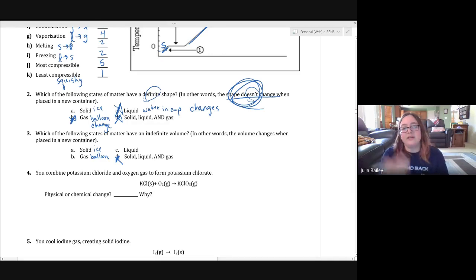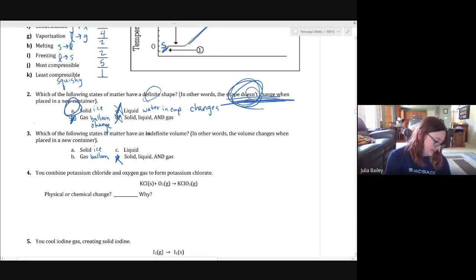Solid, like an ice cube. If I had an ice cube in this hand and I moved it to my other hand, is the shape of the ice cube going to change? Eventually it's going to start melting, but before it starts melting, is the shape going to change just because I moved it? No. So that means it doesn't change. That's a definite shape right there. A is your answer, buddy.